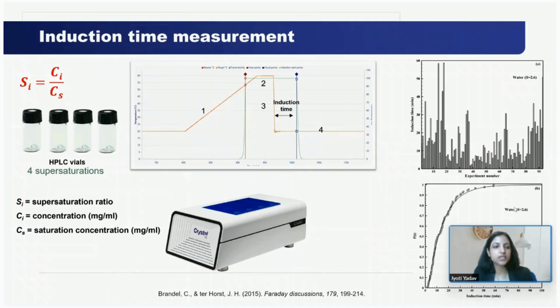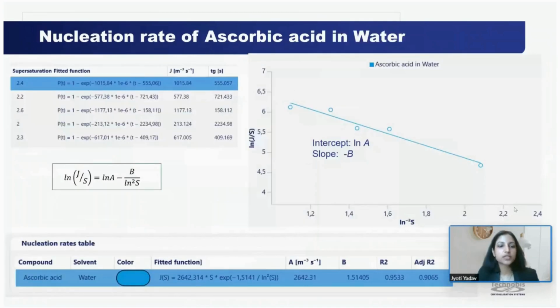Next, further using the nucleation rate and the growth time values at different supersaturation, the software plots the classical nucleation equation as a linear plot, and from the intercept and the slope, the nucleation parameters A, that is the kinetic parameter, and B, the thermodynamic parameter, are determined. So this gives the nucleation rate of a compound in a specific solvent, and all these calculations are done by the Crystal 16 software. There are no manual calculations.